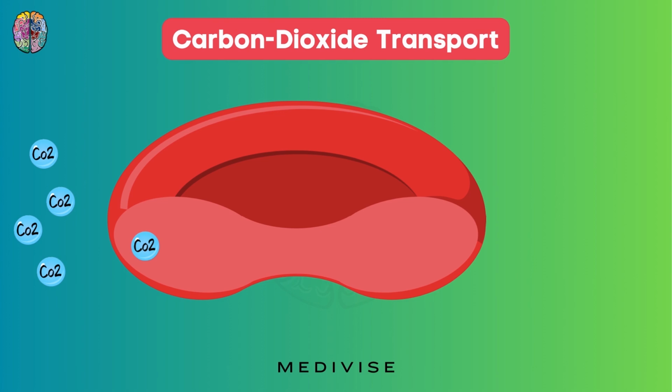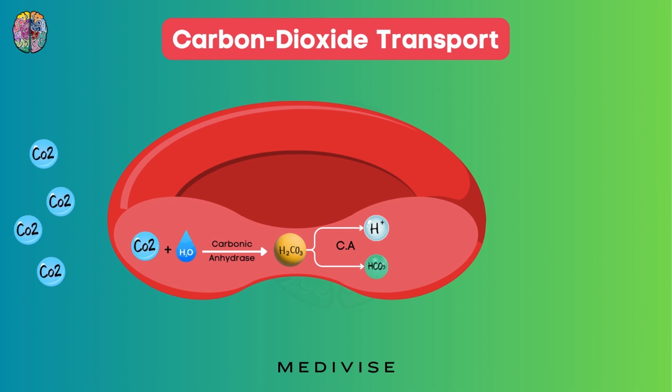First of all, this carbon dioxide that has entered will react with water. These, with the help of carbonic anhydrase, will form carbonic acid. Now this carbonic acid, again with the help of the same enzyme, which is carbonic anhydrase, will break down into hydrogen ions and HCO3. HCO3 is the bicarbonate.